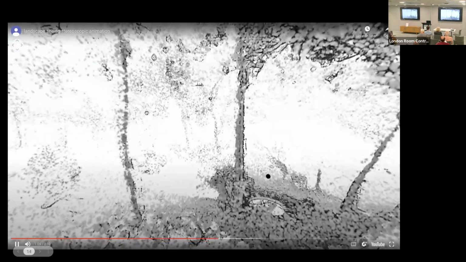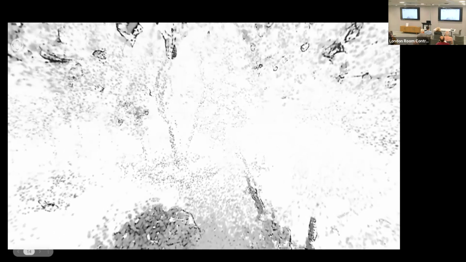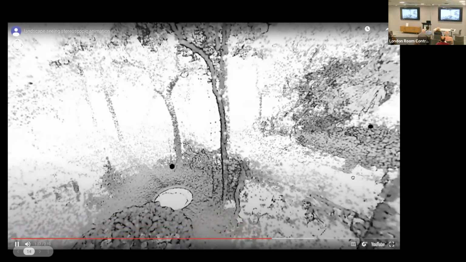And I deliberately turned that into monochrome to imitate the ink style in Chinese painting that I am really inspired by. And I think it's almost there.